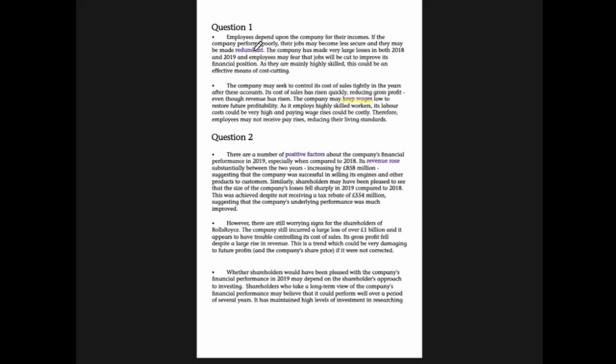reason, the question said give only one. So the wages is enough, but we could also talk about the staff being redundant, the engineers being redundant. So it says the employees may depend upon the company for their incomes. If the company performs poorly, their jobs become less secure and they may be made redundant.